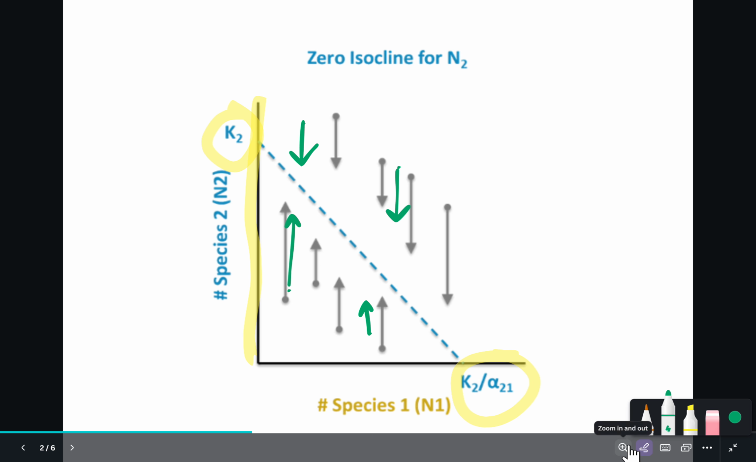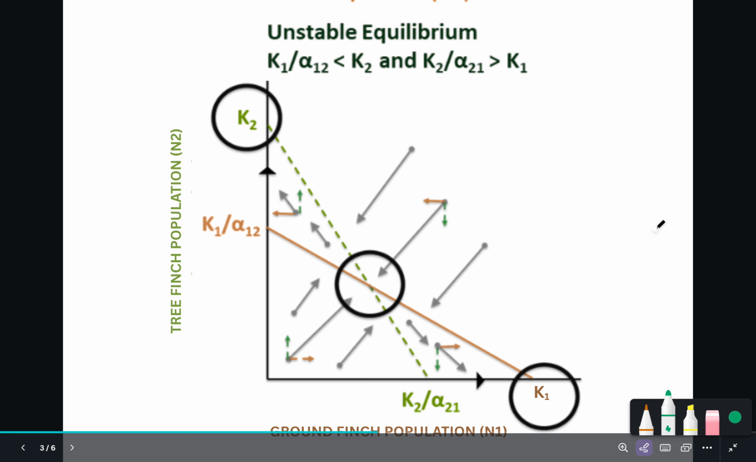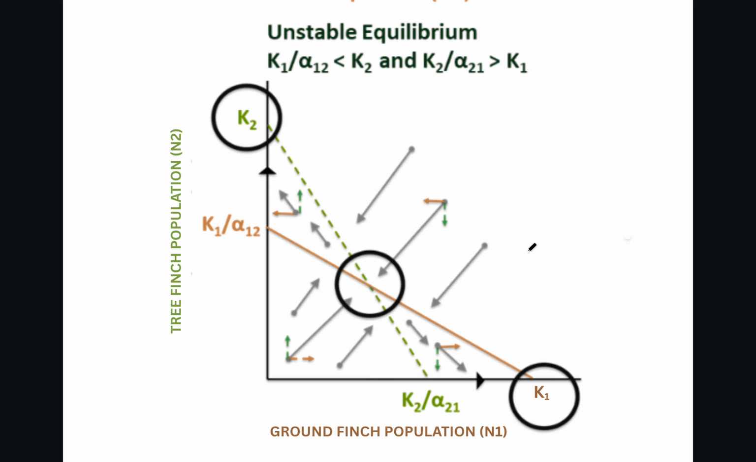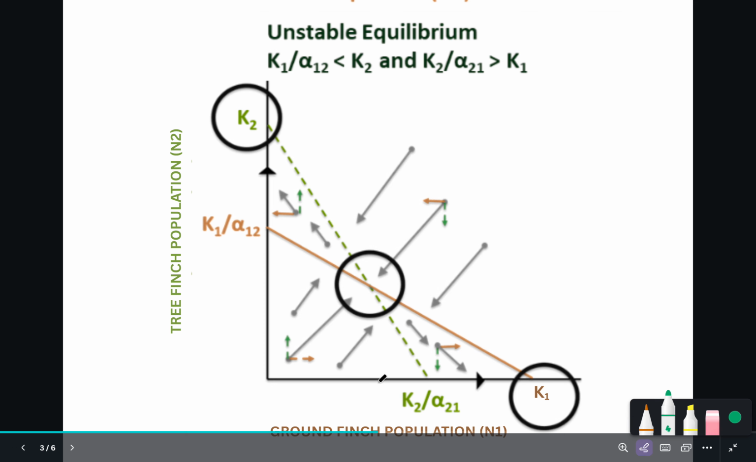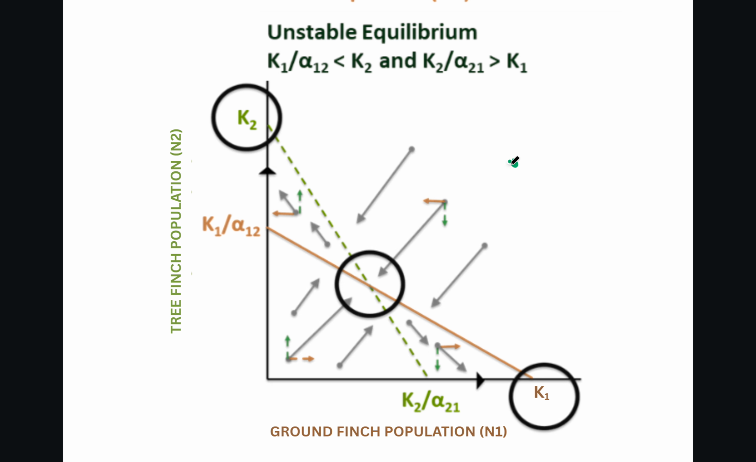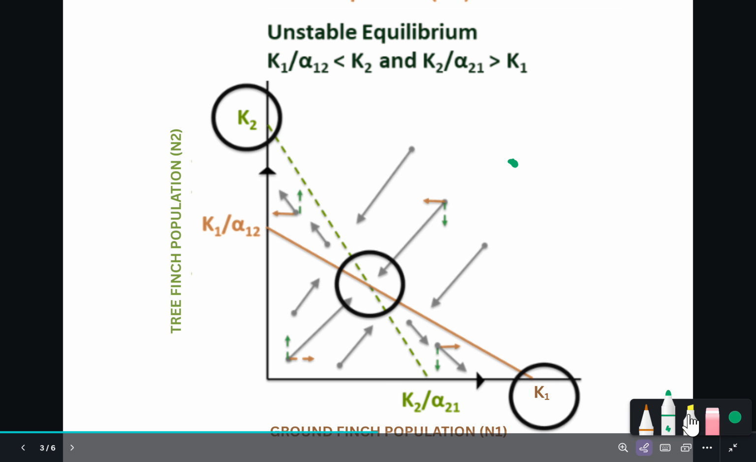But we're going to look at what this looks like when both the populations are represented on the same graph. So in this unstable equilibrium, we have both population 1, which is ground finch, and population 2, which is tree finch, in the same graph. If I am over here, that's my point. Let me use a different color. I'm over here, and let's look at population 1, our ground finch.